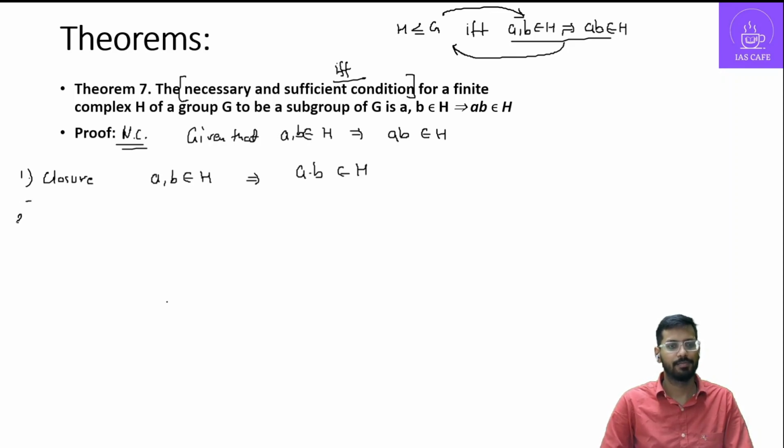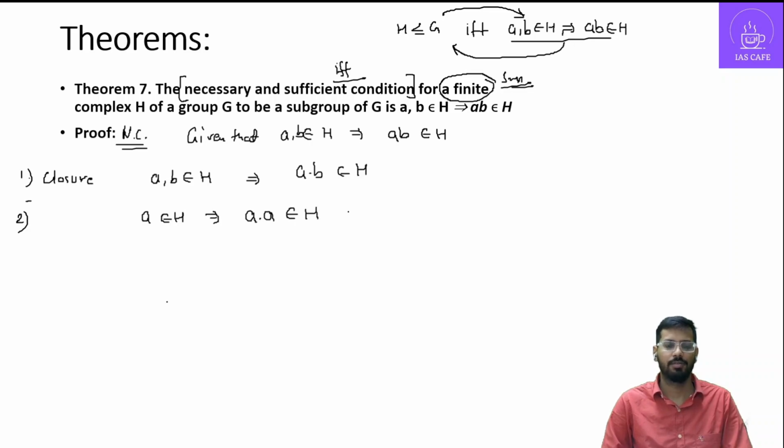Now second. Here it is given that this subset is finite. That is very important. So if we take a belongs to H, that means if we operate a dot a, it should also belong to H by closure property. That implies a square belongs to H. Similarly, we can say a, a square, a cube, and so on belong to H, by closure property.